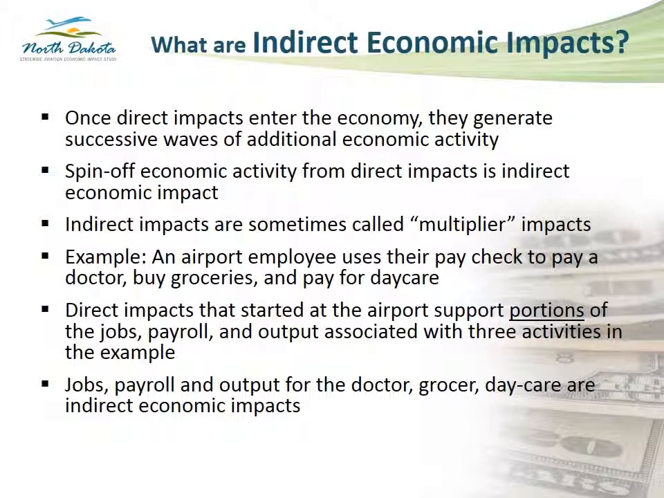The best way to understand indirect impacts is through example. When an airport employee is paid, they use their salary earned at the airport to pay a doctor, buy groceries, and pay for daycare. While the airport employee is not supporting the entire job of the person they pay, they support a portion of the person's job. These portions of jobs are the ones that add up to the indirect jobs shown for the various impact categories.